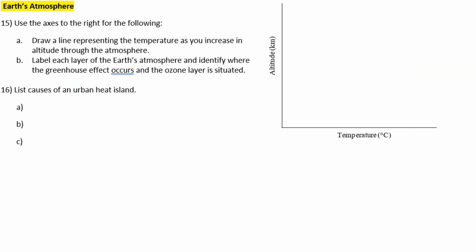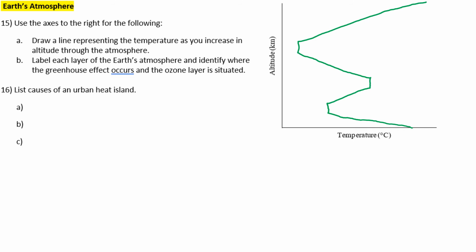So use the axes to the right for the following. Draw a line representing the temperature as you increase in altitude through the atmosphere. Label each layer of the atmosphere and identify where the greenhouse effect occurs and the ozone layer is situated. So we have the curve here, the line approximating the values. Slight goes up. Halfway here, it goes up. Then it gets close to here, it goes up. And then exponentially, temperature goes haywire out.